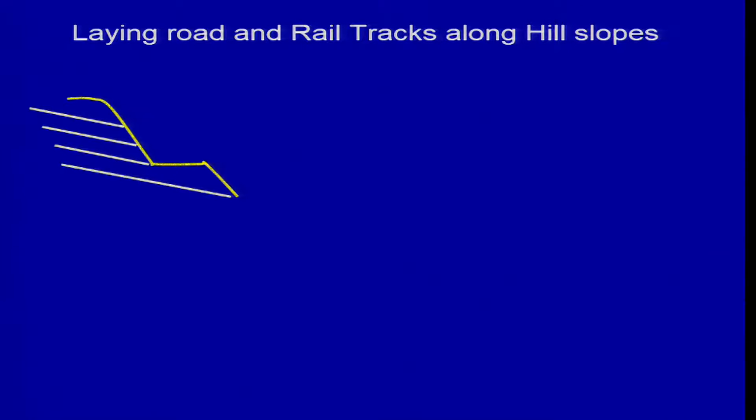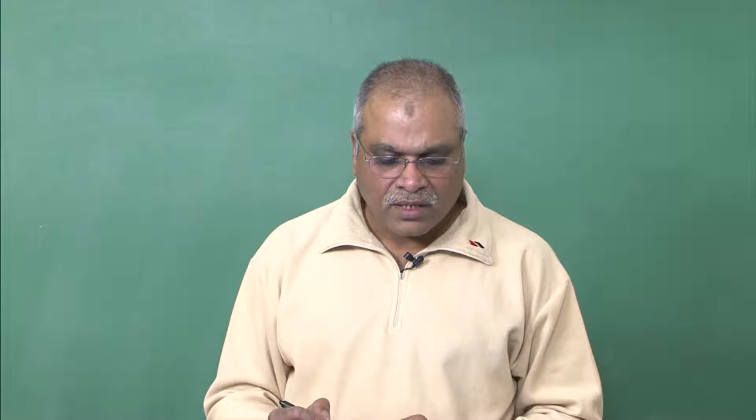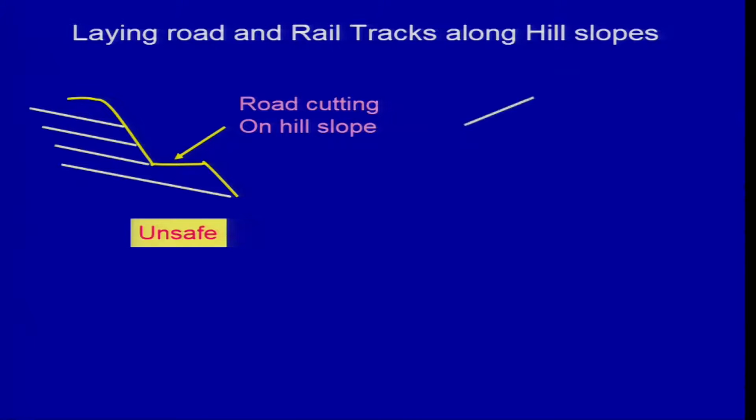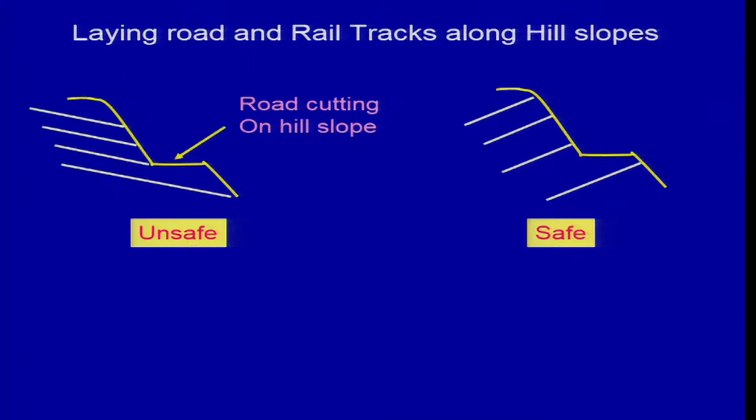Just an example here: suppose we are laying a road at the edge of a folded structure, and we come across beddings which are dipping towards the road. That is unsafe. But at another location, where the beds are dipping in the opposite direction from the road, these are the safer places to build.